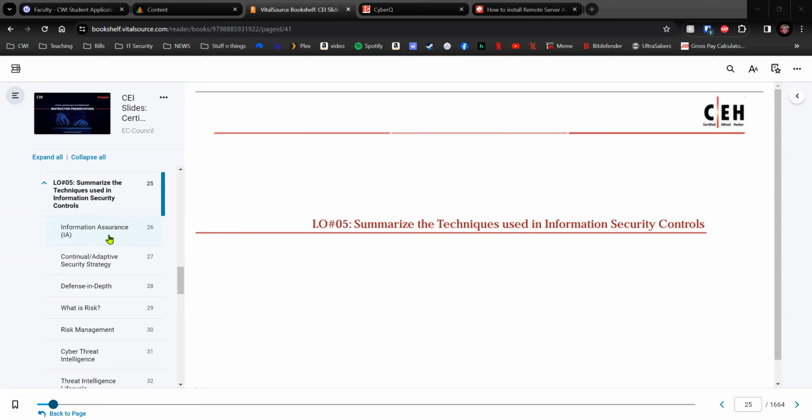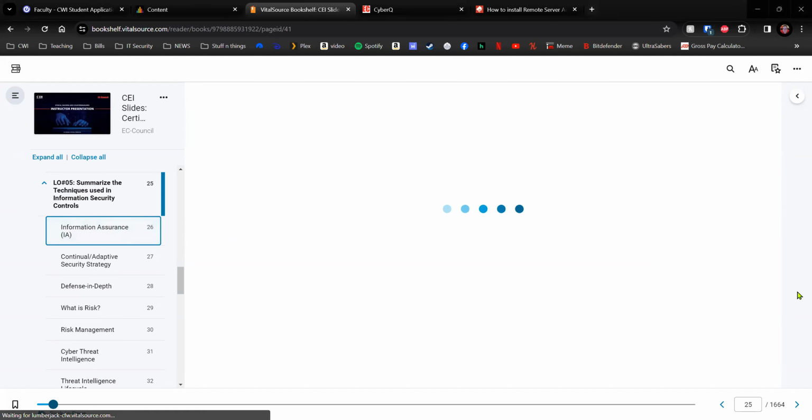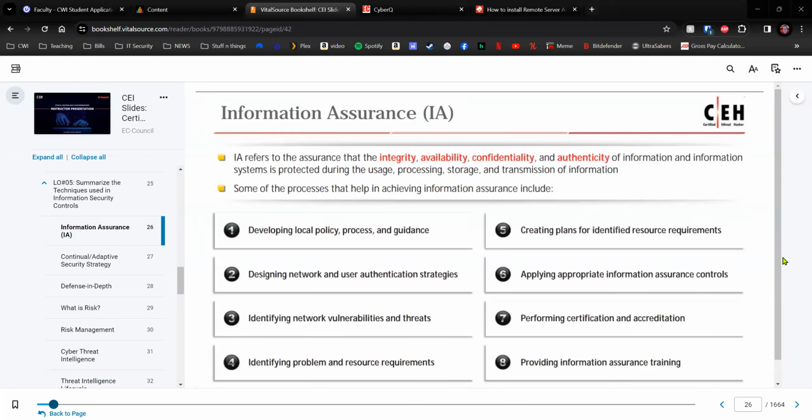All right, next, summarize the techniques used in information security controls, information assurance. This refers to the assurance that integrity, availability, confidentiality, and authenticity of information and information systems is protected during uses, processing, storage, and transmission of information.